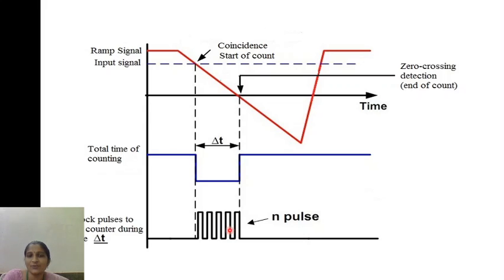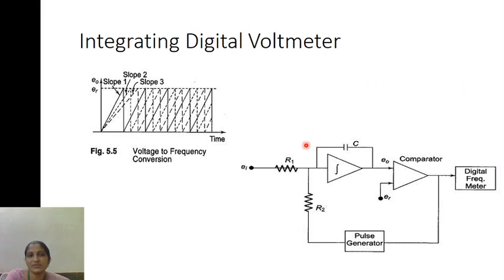So this is the voltage which we have. The number of pulses indicates how much voltage is applied in the circuit. This is how you can measure the voltage by using a ramp type digital voltmeter. Here I have used a negative going ramp signal. Either you can also use a positive going ramp. Okay, this is about the ramp type digital voltmeter.